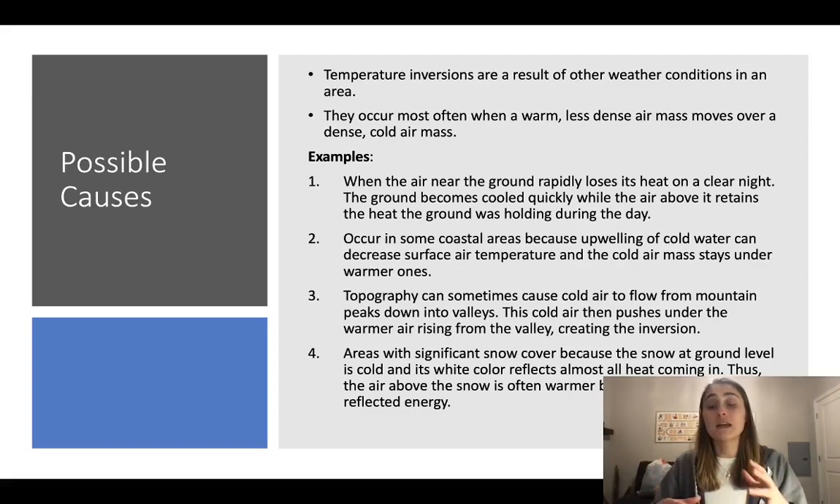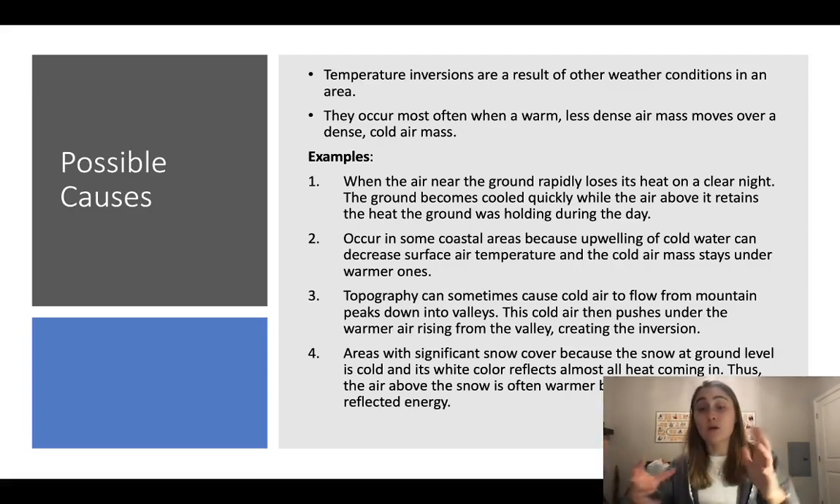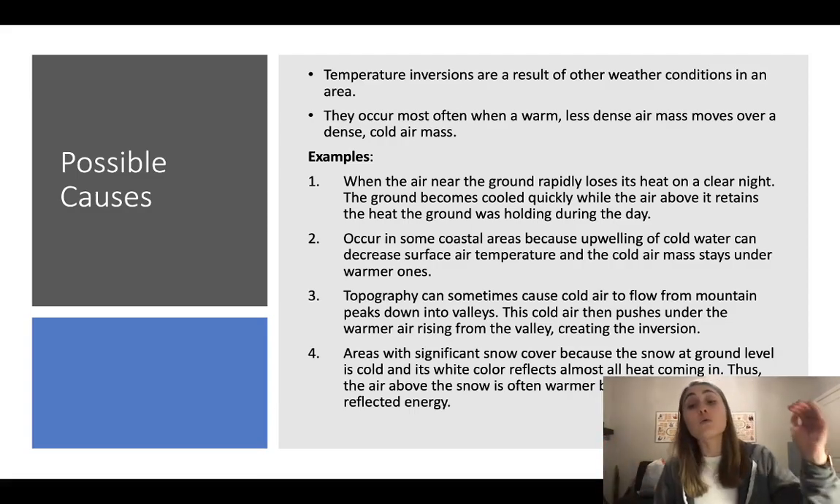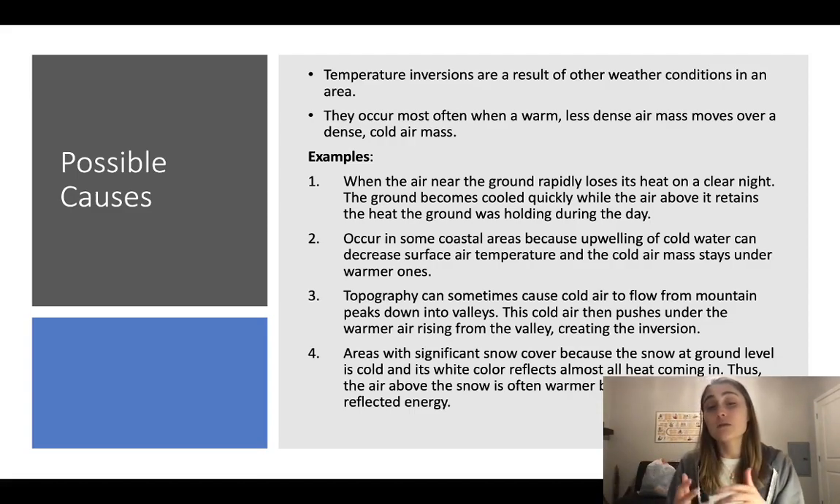Also really common in areas that form between mountain ranges and have valleys. Cool mountain air can flow from the tops of the peaks of the mountains into valleys and push cold air underneath that warm air since it's more dense. That can create an inversion.